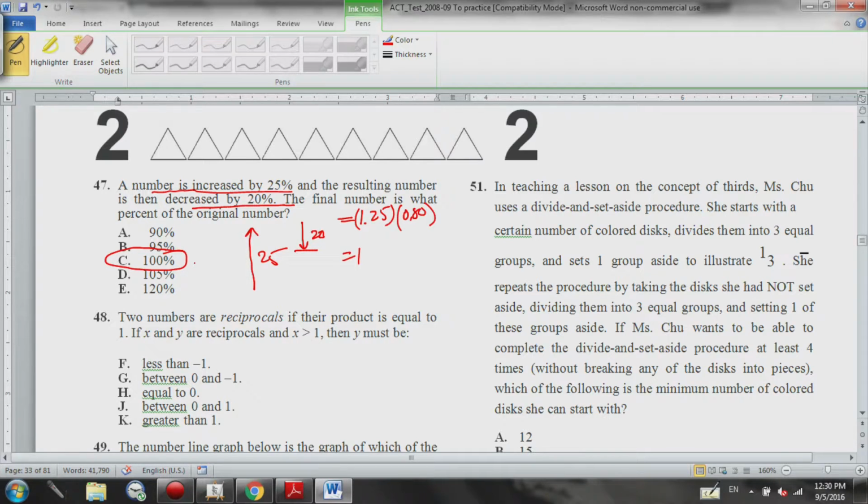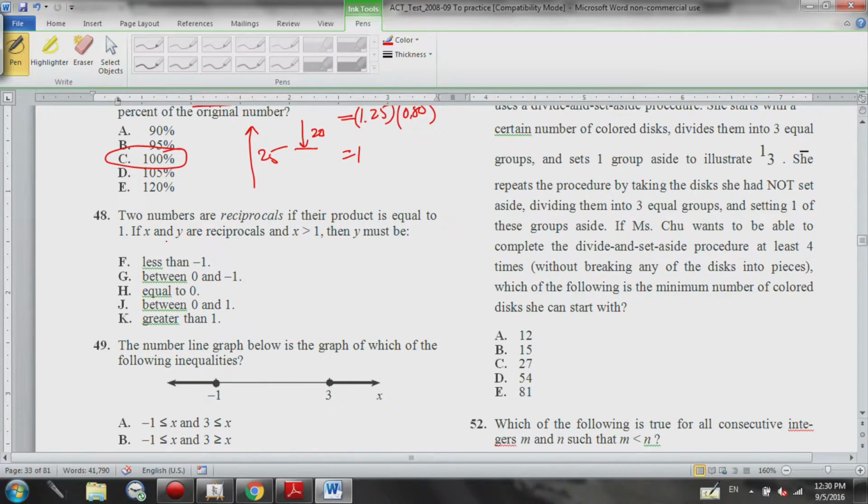That's 47. Okay, 48 says, two numbers are reciprocals if their product is equal to 1, like 2/3 and 3/2. If x and y are reciprocals, and x is greater than 1, then y must be what? So if x and y are reciprocals, they multiply to give 1, right? So x times y has to give 1, and x is greater than 1. Let's just give an example, like 3/2 and 2/3. Then what must be true of y?